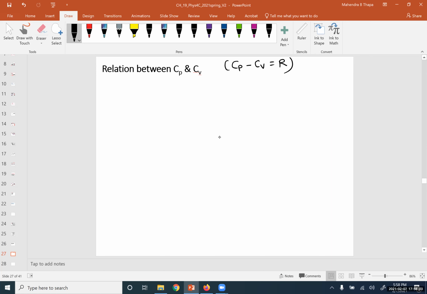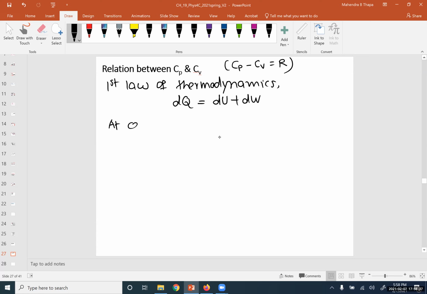So let's start with the first law of thermodynamics. We are using this, so I can write dq equals du plus dw. Say we start with one situation, either at constant pressure or constant volume. So let's start with constant volume.